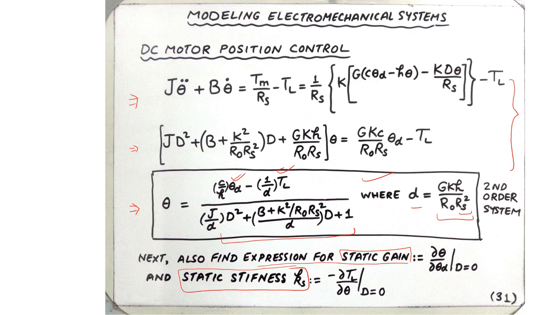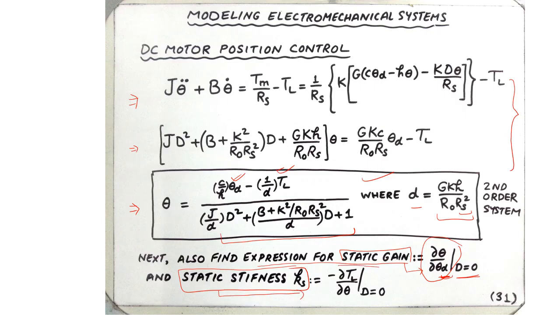Static gain is the rate of change of theta with respect to the change in theta d when the differential operator is set equal to 0. So static gain describes how quickly theta changes with respect to the input, the reference displacement theta d. So that looks familiar, except that the static gain now relates theta, the output displacement variable, with the input displacement variable. But what about this new term, static stiffness, Ks?